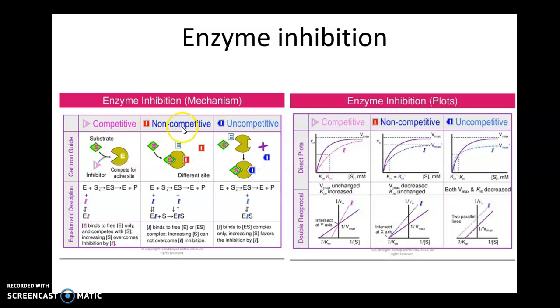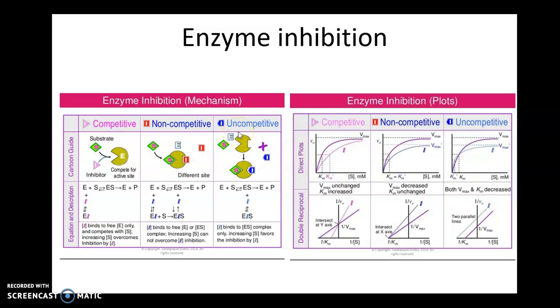Second, what we call non-competitive inhibition, whereby this inhibitor can come and bind to the enzyme at a different site from the active site. Okay, we call this one the active site. And so even if we have more substrate, a lot of substrate, it cannot reduce the inhibition because the inhibition is happening somewhere, someplace else.